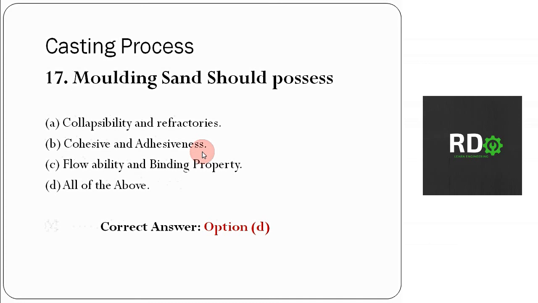Okay, your next question. The molding sand should possess. As you can see, option A, collapsibility. Next, refractoriness. The next option, cohesiveness, adhesiveness. Option C, flowability and binding properties. So these are all good. Actually, it is not refractories, it is refractoriness. All these are the properties that a molding sand should have: collapsibility, refractoriness, cohesiveness, adhesiveness, flowability, binding properties. So the correct option will be all of the above. Your molding sand should have all these properties.